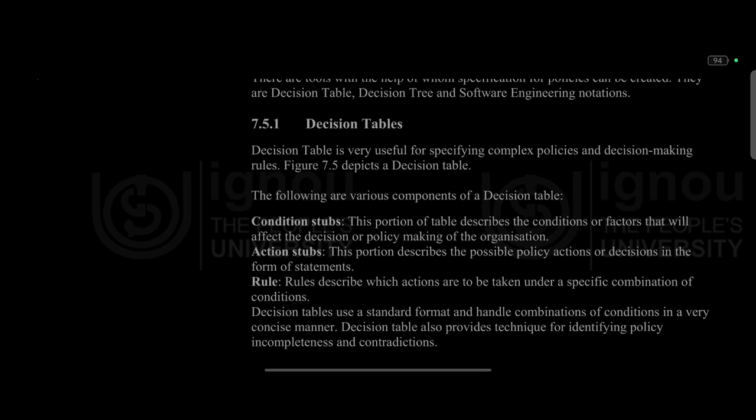The following are various components of a decision table. Condition stubs: this portion of the table describes the conditions or factors that will affect the decision or policy making of the organization. Action stubs: this portion describes the possible policy, actions, or decisions in the form of statements. Rules: rules describe which actions are to be taken under a specific combination of conditions.